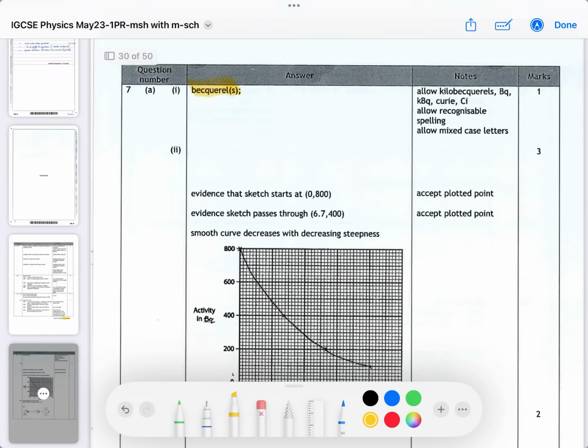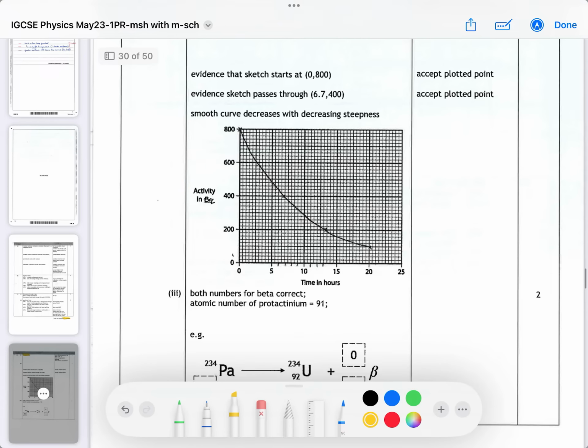So I can tell it's going to be about nuclear physics because the unit of radioactivity is the becquerel, which just means how many nuclear disintegrations happen per second, named after Henri Becquerel, French physicist. And then it looks like they've got an activity graph in becquerels and how it decays over time.